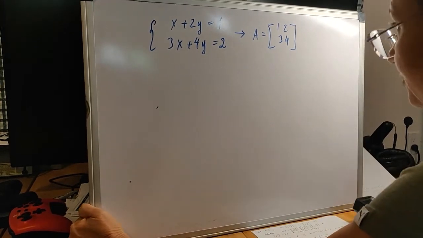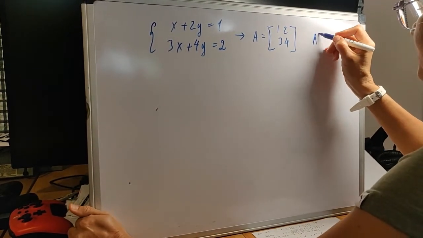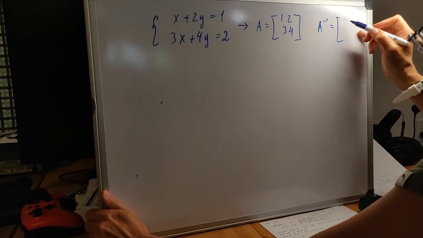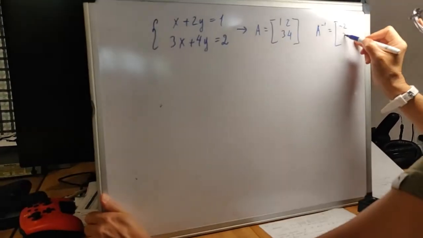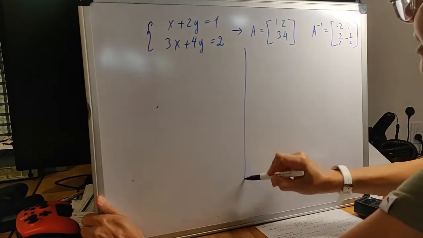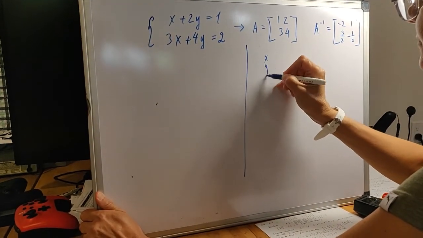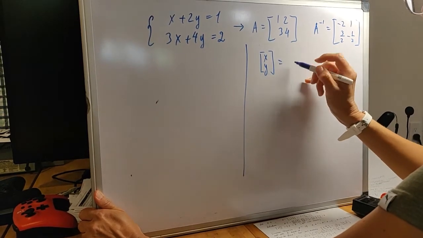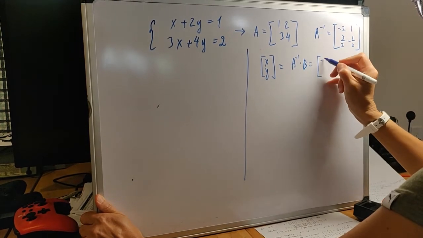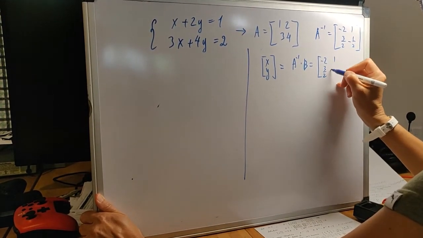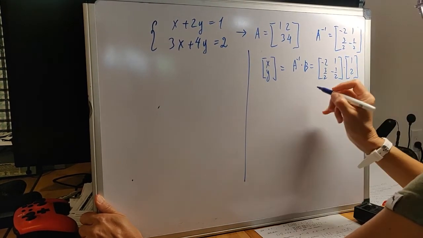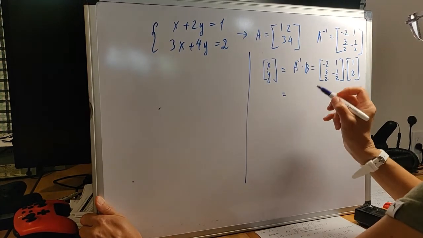For the inverse, because we already calculated the inverse of this matrix, I'm just going to copy it from my notes. We have -2, 1, 3/2, and -1/2. That was the inverse. So my matrix method is going to tell me that x, y are going to be equal to the product of A inverse by B, right? My A inverse is -2, 3/2, 1, -1/2, and my B is just 1, 2. Let's multiply them and see what we are going to have.